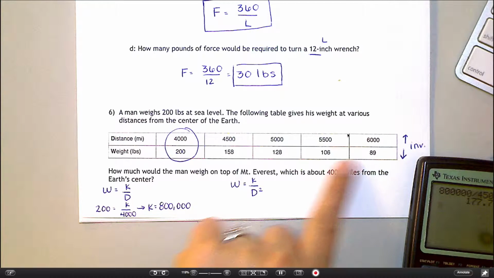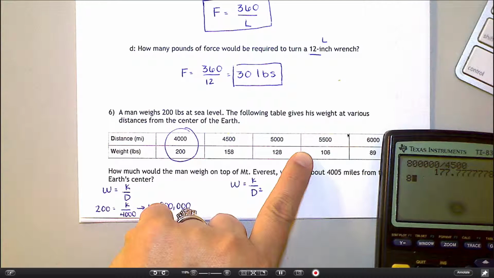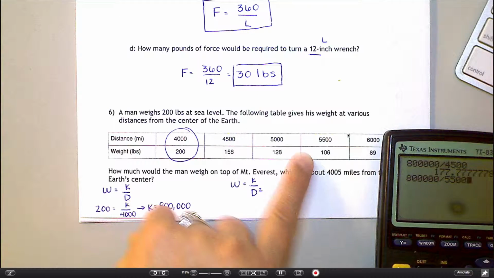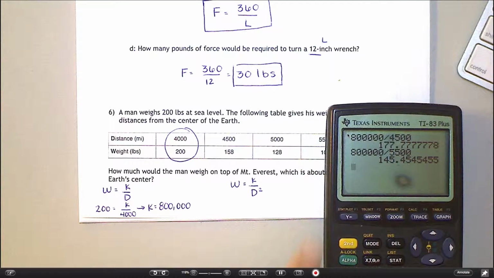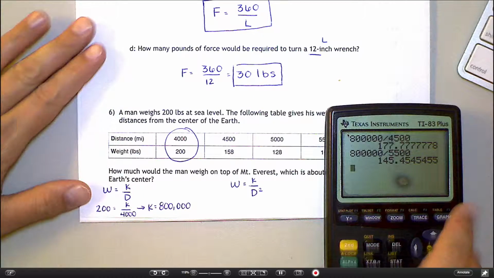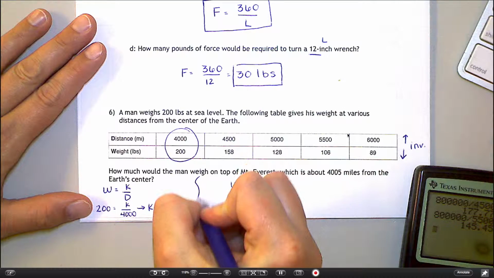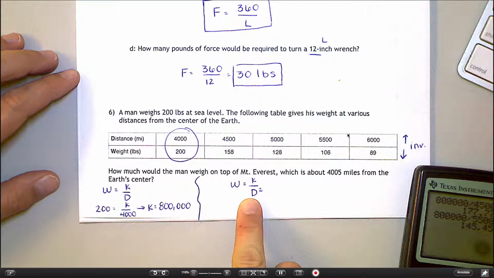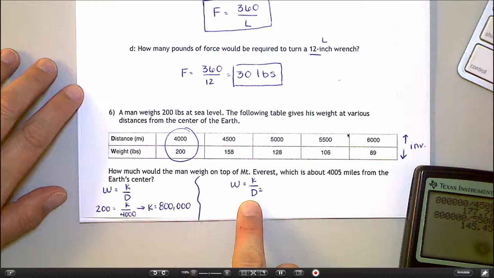If I jump down here to one of these and I do 800,000 divided by 5,500, it should give me 106, and it gives me 145. I would say that's probably too far off, okay? So now what I'm going to do is run through that same process, except I'm going to use the D squared and see if that makes a difference.